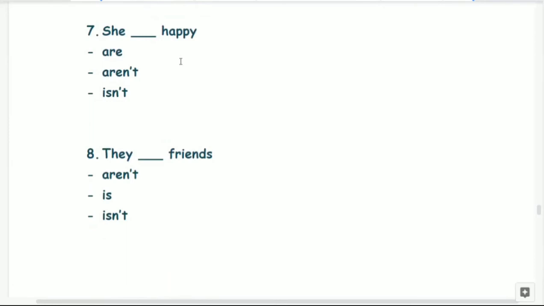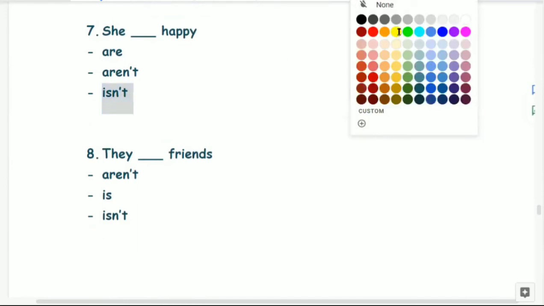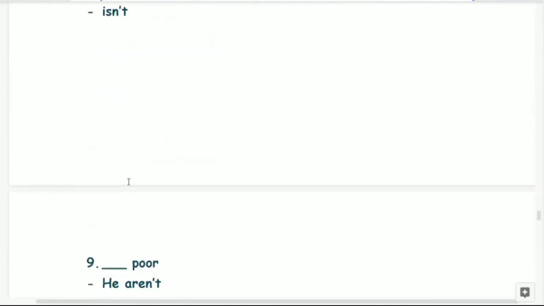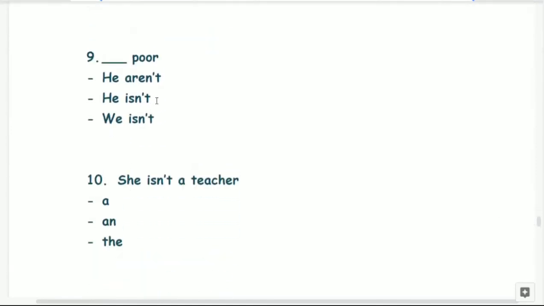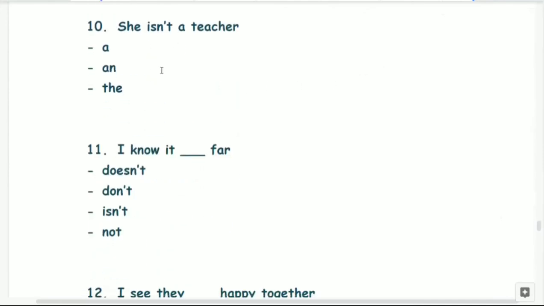Seventh is mine. So she are happy. No. She aren't happy. No. But she isn't happy is absolutely right. Okay, so this one is yours. Ninth is mine. He aren't poor. No. He isn't poor. Yeah, that's right. We isn't poor. No, we don't use is with we, we use are. That's why the second one is correct, but the others are wrong. So he isn't poor. So this one is yours.